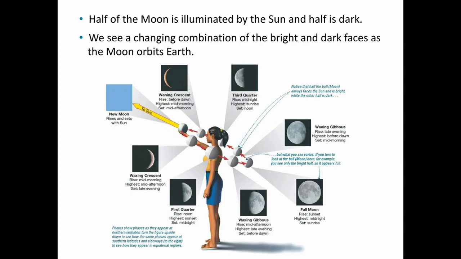And the time that the moon rises and sets will also change with the phase of the moon. So a new moon rises and sets with the sun. A full moon will rise at sunset, be at the highest point at midnight, and then set at sunrise. And there will be different rising and setting times for each of the different phases in between.